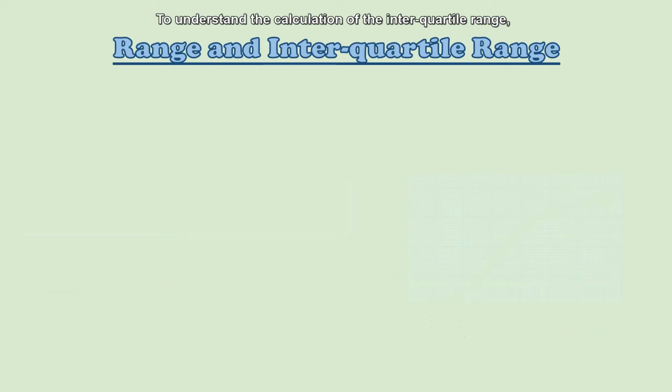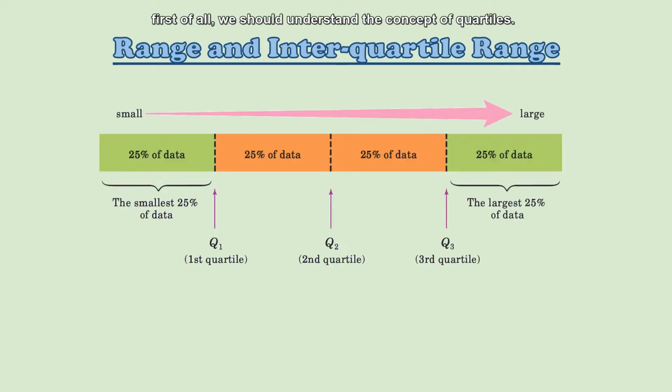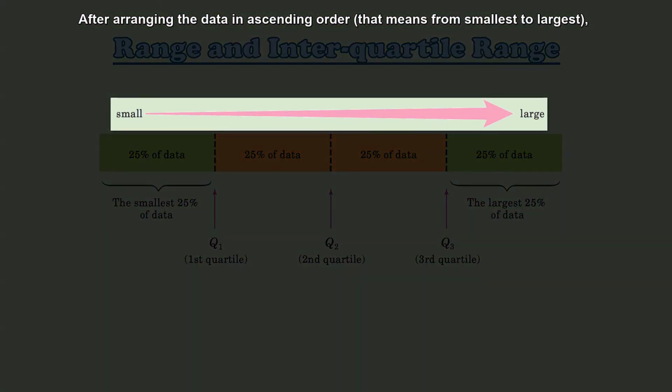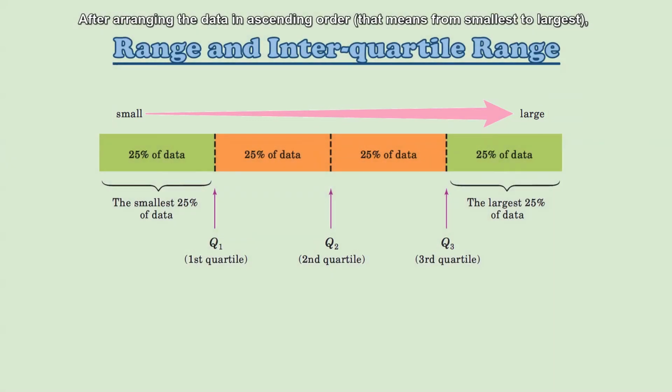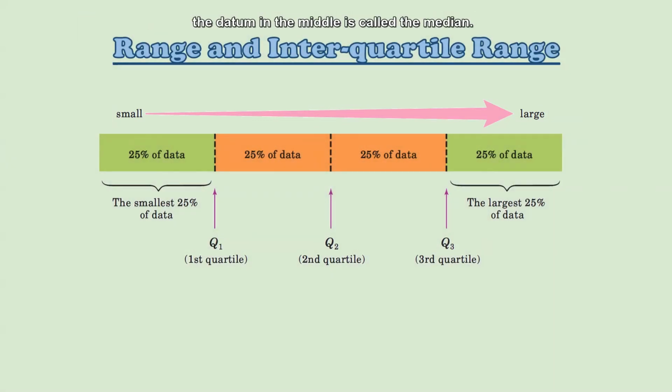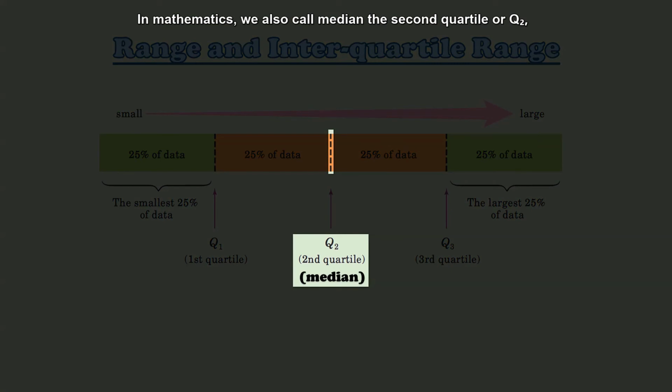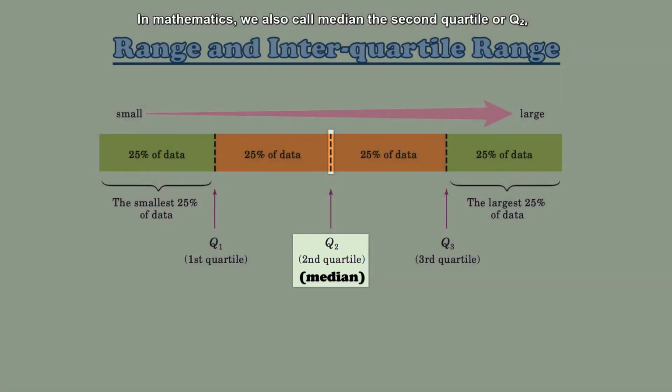To understand the calculation of the interquartile range, first of all we should understand the concept of quartiles. After arranging the data in ascending order, that means from smallest to the largest, the datum in the middle is called the median. In mathematics, we also call median the second quartile or Q2.